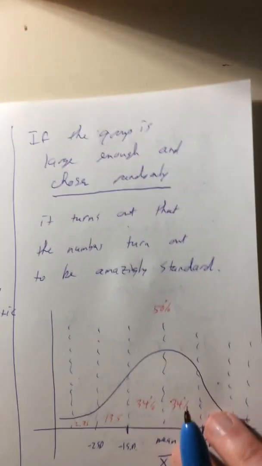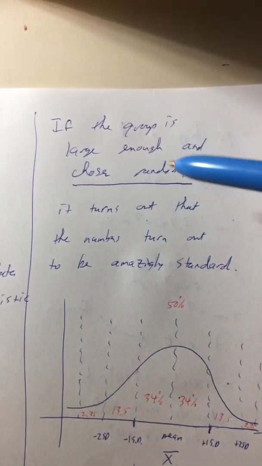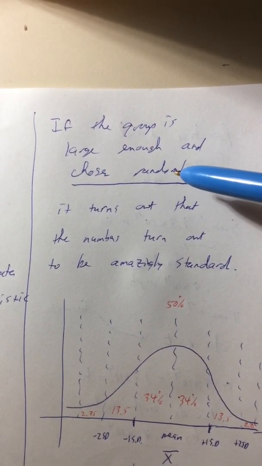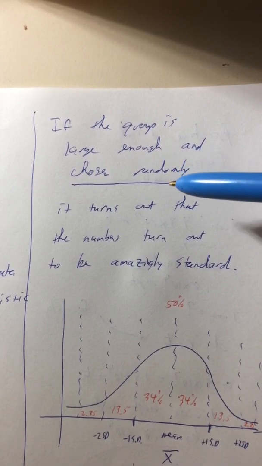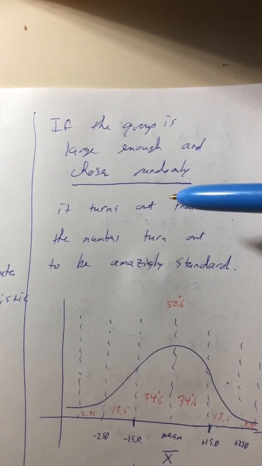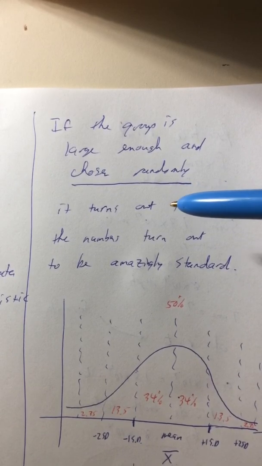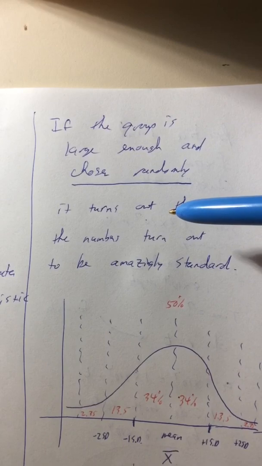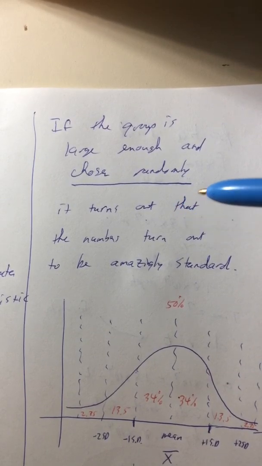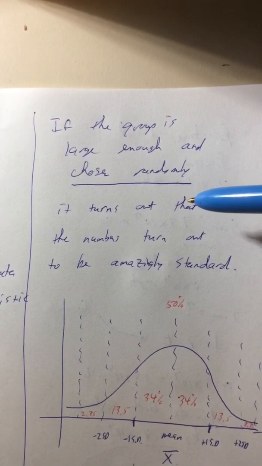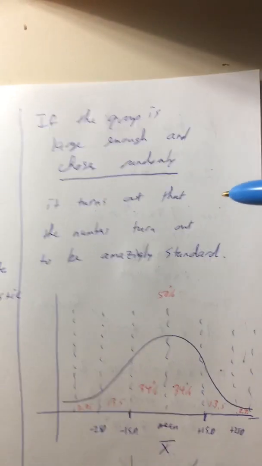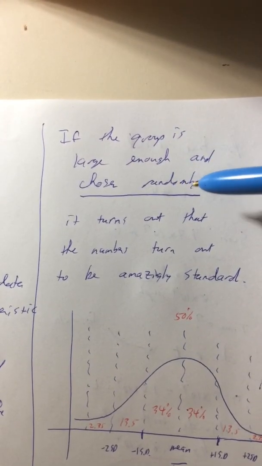Okay, so let's jump over here. If the group is large enough and chosen randomly, that's the key here, chosen randomly, we will get this nice bell curve. If we wanted to find the average height of an American male, and the only people that we measured heights of were centers in the NBA, well, that wouldn't be a very randomly selected sample, and that would not give us a very accurate mean. In fact, everyone would be way over here, and everyone else would be way down there. So it's key that we select randomly.